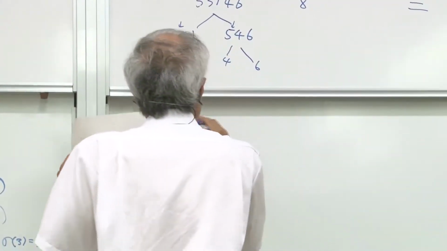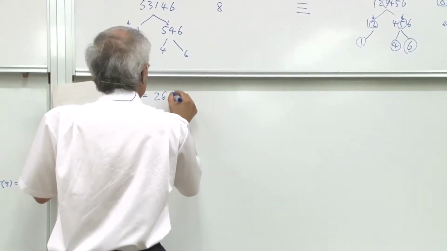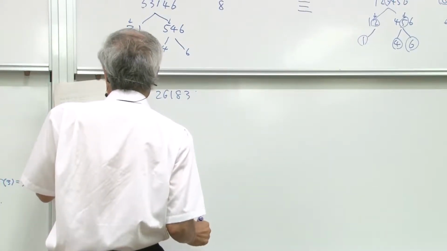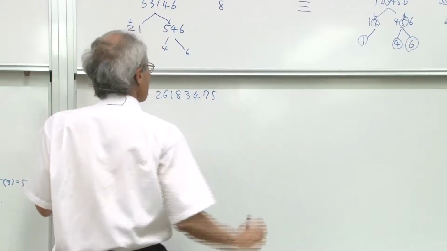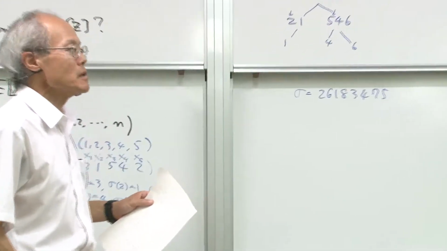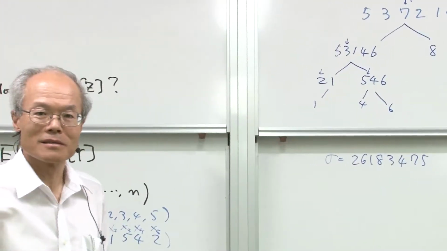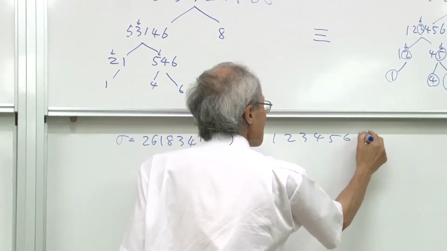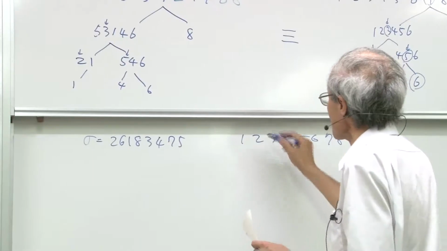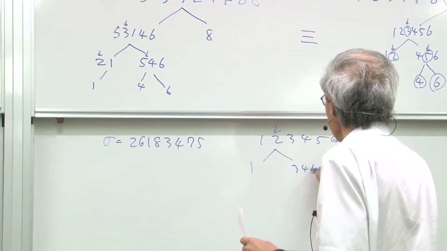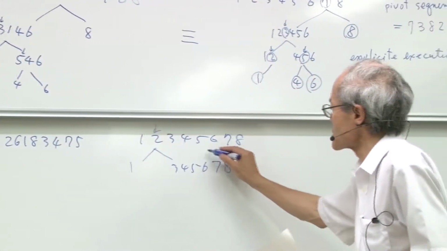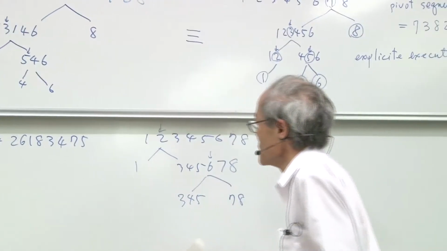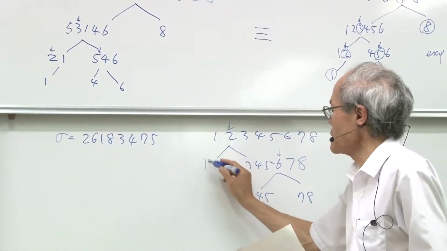Suppose that sigma is equal to 2, 6, 1, 8, 7, 3, 4, 5. This is a permutation. Then we can define the execution sequence. Let's do it. 1, 2, 3, 4, 5, 6, 7, 8. Okay? First pivot is what? 2. Then 1, 3, 4, 5, 6, 7, 8. The second pivot 6. Okay? Now 3, 4, 5, 7, 8. Third pivot is 1. Okay, we are done.